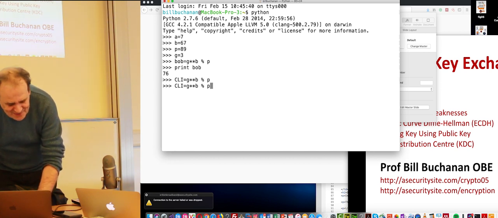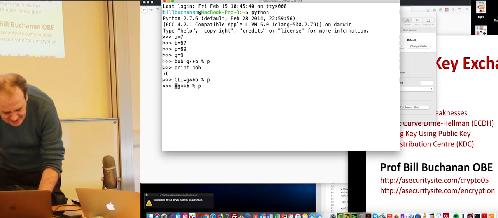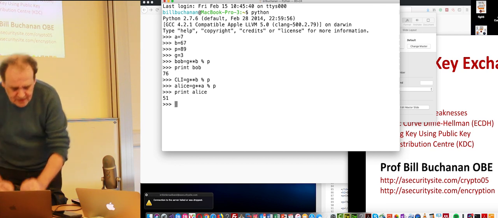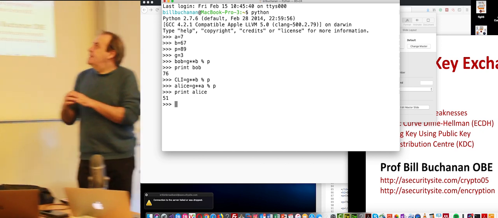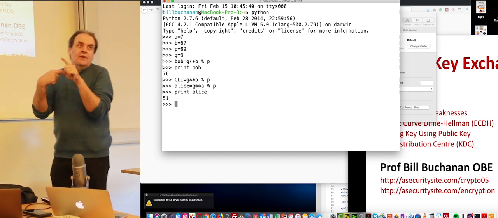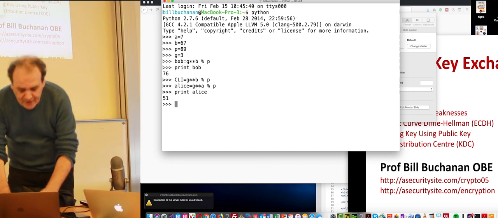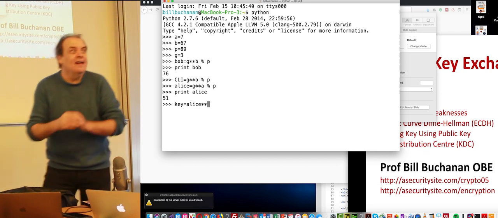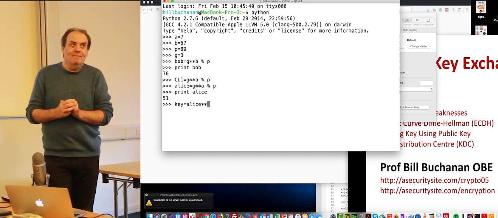So Alice's value that she's going to send will be that, and we'll have a look to see what she's got. Okay, it's 51. So Bob sends over his value and Alice sends over hers. So the key should be equal to Alice's value to what?